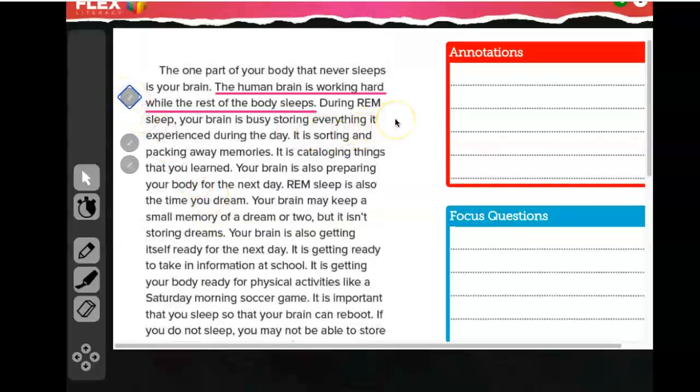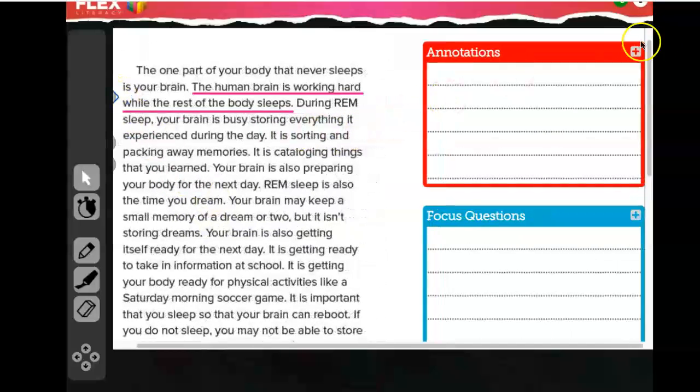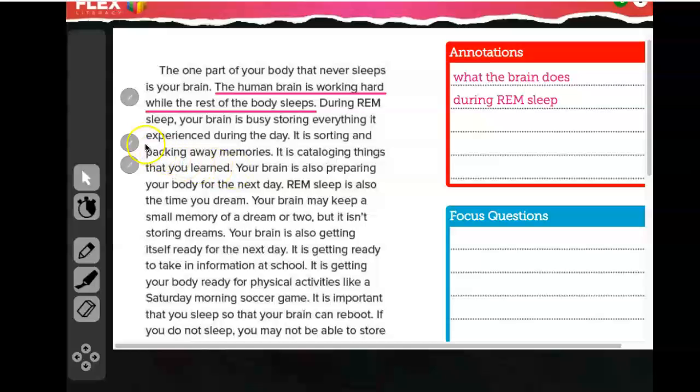So we're going to underline "the human brain is working hard while the rest of the body sleeps," because that is an important thing to know, right? What the brain does during REM sleep: the rest of the body is resting up and rejuvenating, but the brain itself has work to do. So we're putting a question mark next to this. "During REM sleep, your brain is busy storing everything it experienced during the day," and our annotation says what the brain does during REM sleep.